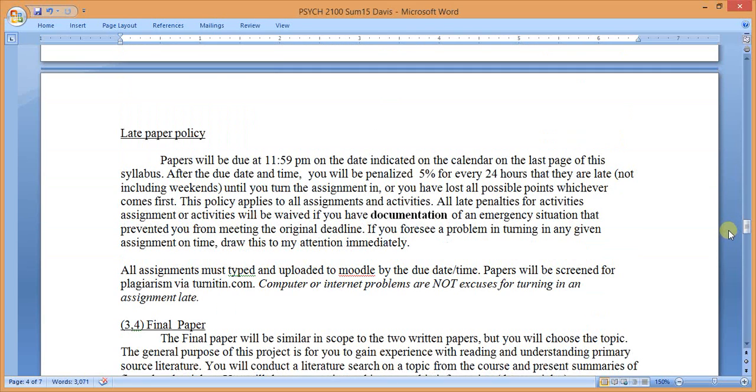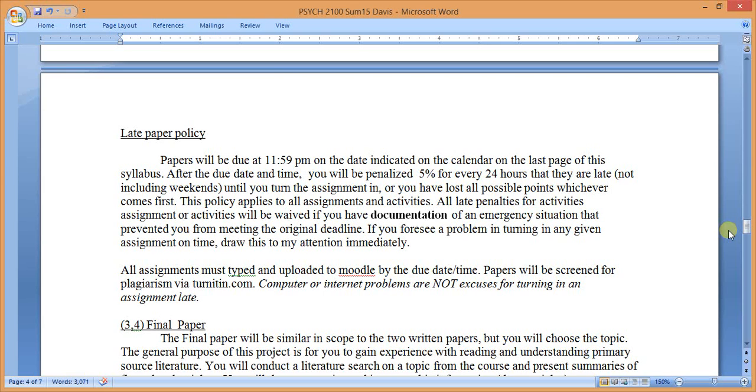Late paper policies. The papers are going to be turned into turnitin.com. They're due at 11:59 on the date indicated on the calendar. I have a late paper penalty of 5% for every 24 hours that they're late, until you've lost all possible points.